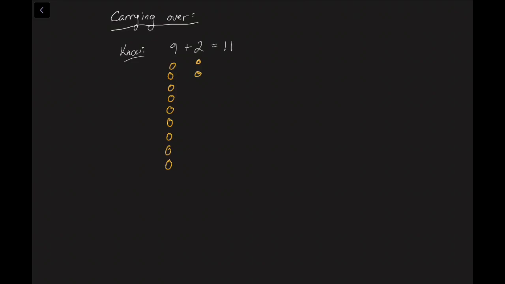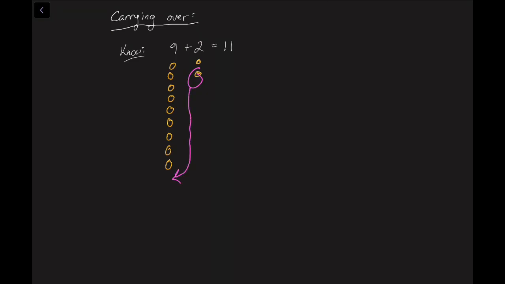Hi, in this video we're going to be talking about how to carry over with addition of numbers. So we'll start with 9 plus 2, and we know it's 11. So let's draw 9 circles under 9 and 2 circles under 2.